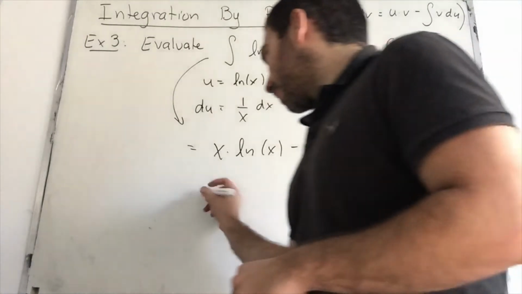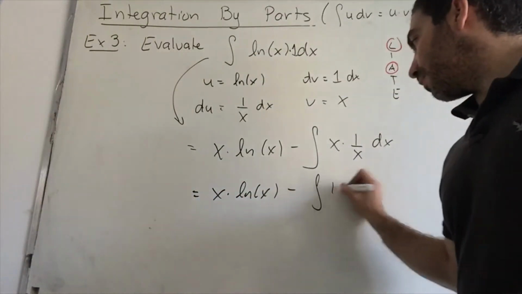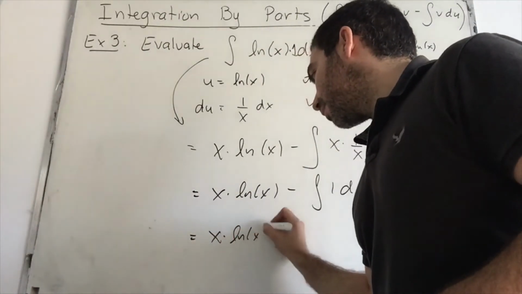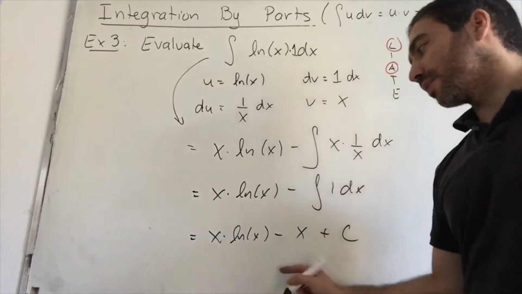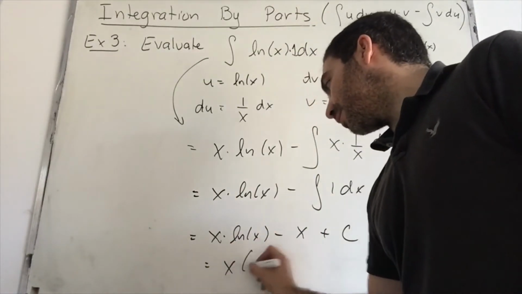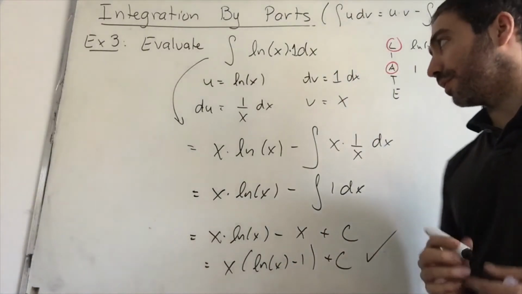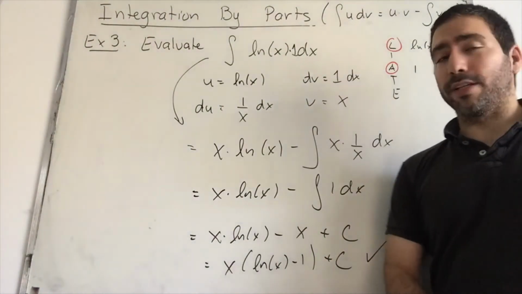So very simple. X times ln of x minus the integral of 1 dx, which is simply just x times ln of x minus x plus c. And if you want, you could factor out an x, leaving us with x times (ln of x minus 1) plus c, and we are done. This is the problem.